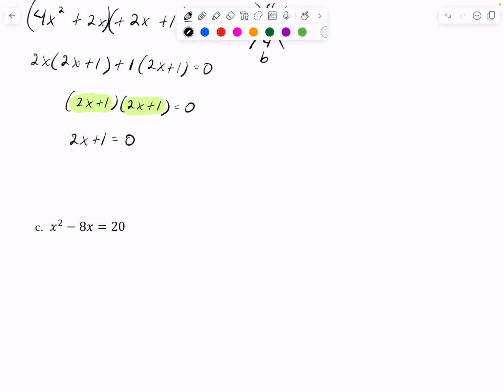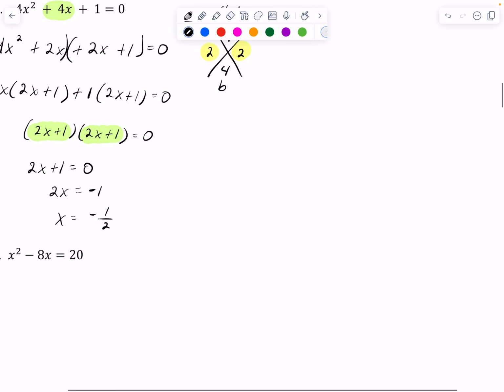Move the 1 over with subtraction, and you get -1. Divide both sides by 2. You get x equals -1/2. So here's how this would look if you were to sketch it. You have -1/2 is here. So because you only have one x-intercept, you'll notice we don't actually pass through the x-axis. We just touch it and then come back with the rest of the parabola. All right?